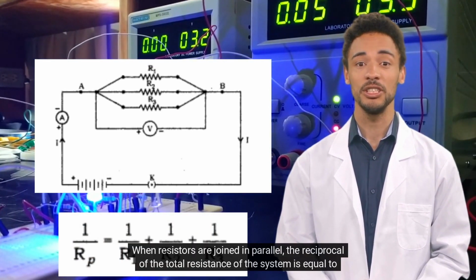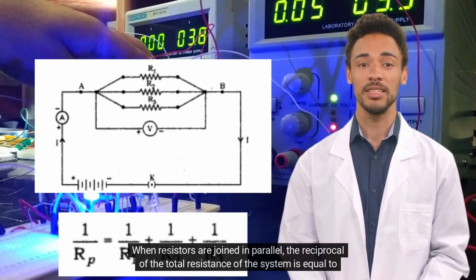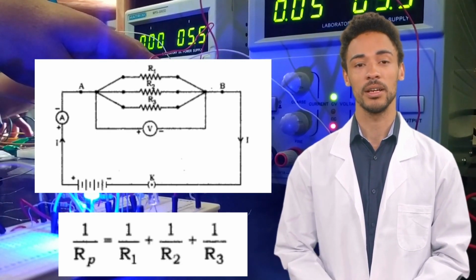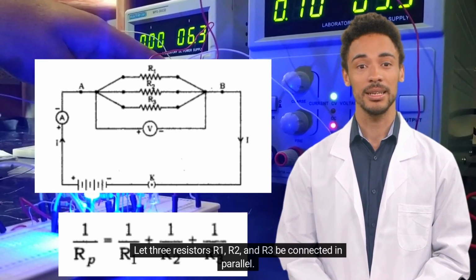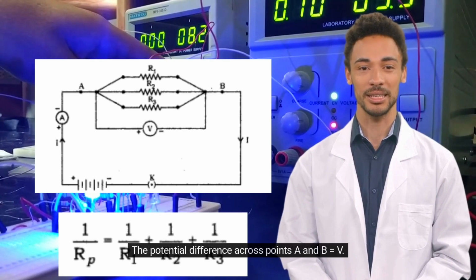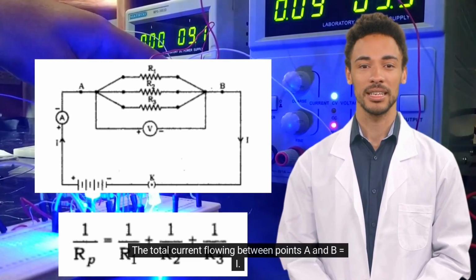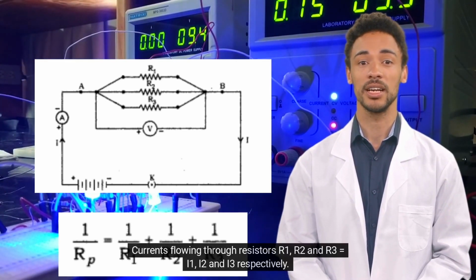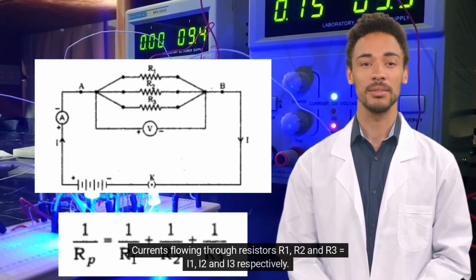When resistors are joined in parallel, the reciprocal of the total resistance of the system is equal to the sum of the reciprocals of the resistances of the resistors. Let 3 resistors R1, R2, and R3 be connected in parallel. The potential difference across points A and B equals V. The total current flowing between points A and B equals I. Currents flowing through resistors R1, R2, and R3 equal I1, I2, and I3 respectively.